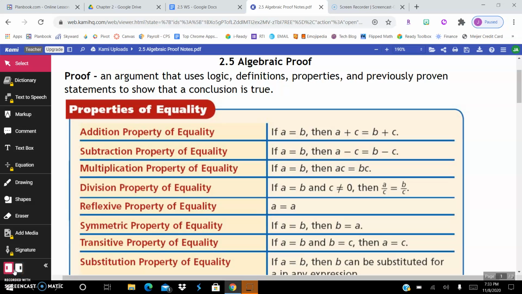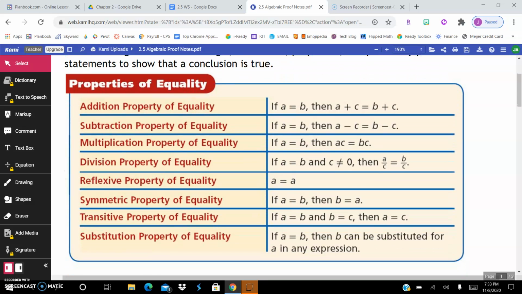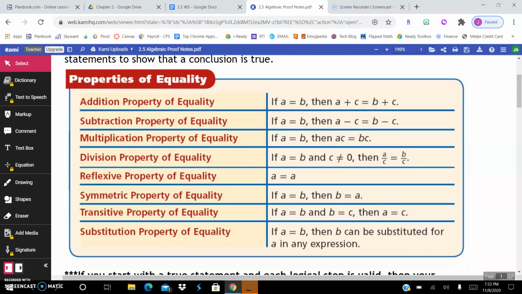Section 2.5 is on algebraic proofs, and a proof is an argument that uses logic, definitions, properties, and previously proven statements to show that a conclusion is true. So today we're going to look at algebraic equations that you already know how to solve, but we're going to prove that our answer is the correct answer by using all of the different properties that we know about. So here is a list of the properties.